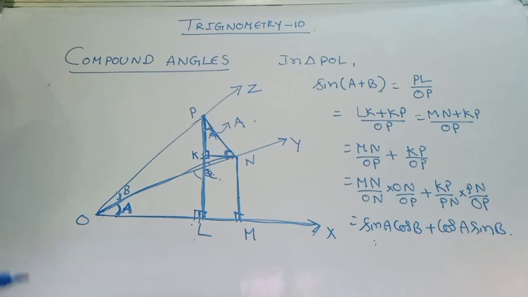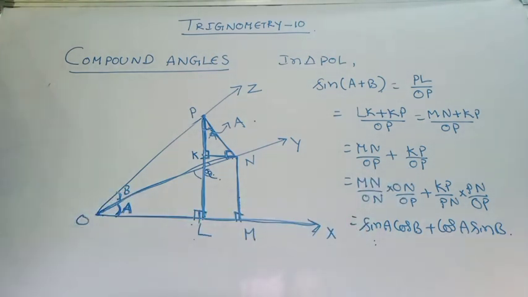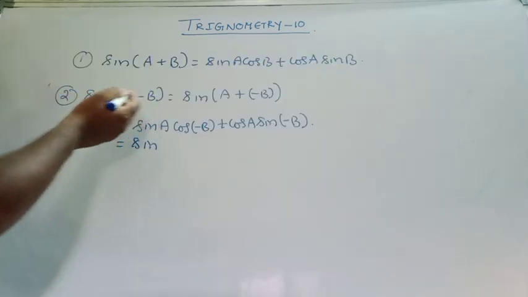Further, dear students, you have to remember this: sin of A plus B is sin A cos B plus cos A sin B. This is a very, very important compound angle formula, right? You have to remember this, and this is the proof of how we have got it. From this we are going to get sin A minus B, cos A plus B, cos A minus B, tan A plus B, tan A minus B, cot A plus B, cot A minus B, like different formulas. Now we have the second formula, sin of A minus B.